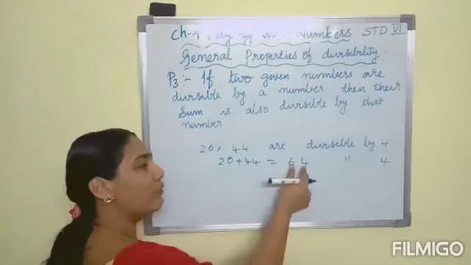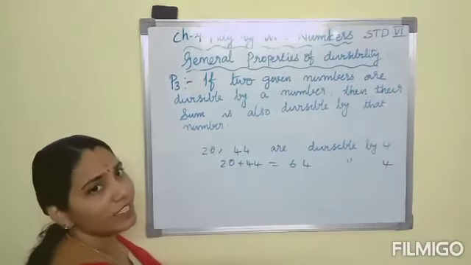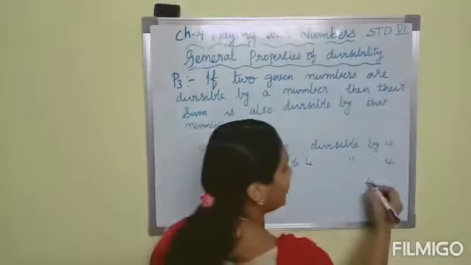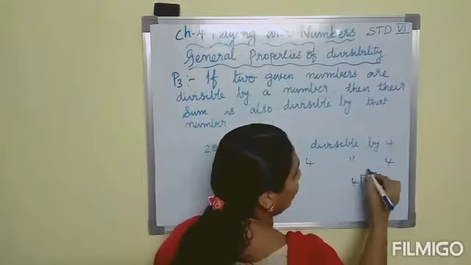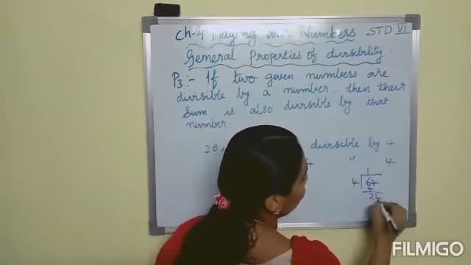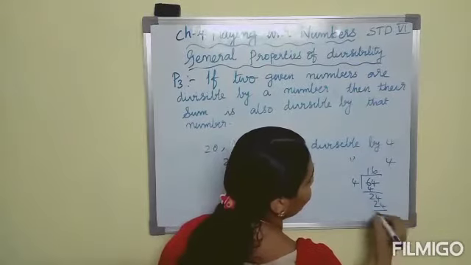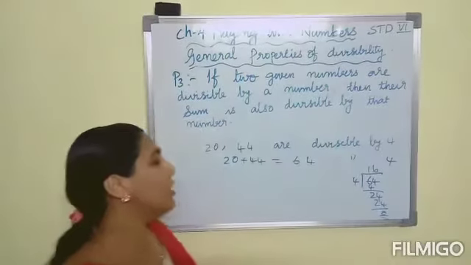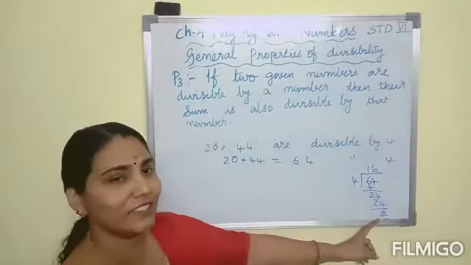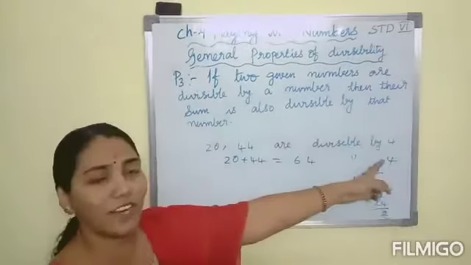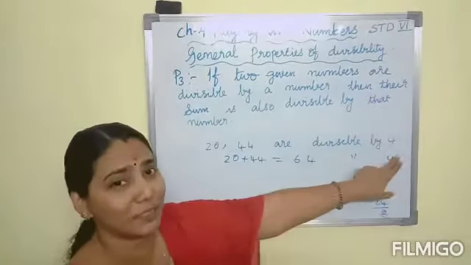What about 64? If you divide by 4, what will you get? 64 by 4: 1 four is 4, 6 fours are 24, so you get 16. That means the remainder is 0 here. So 64 is divisible by 4.